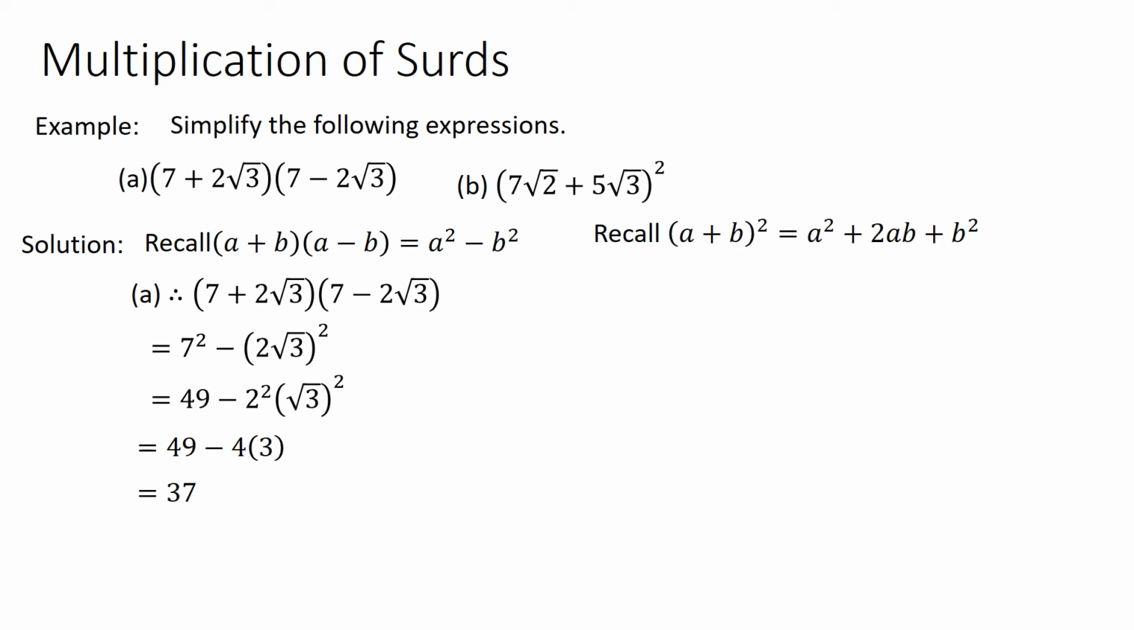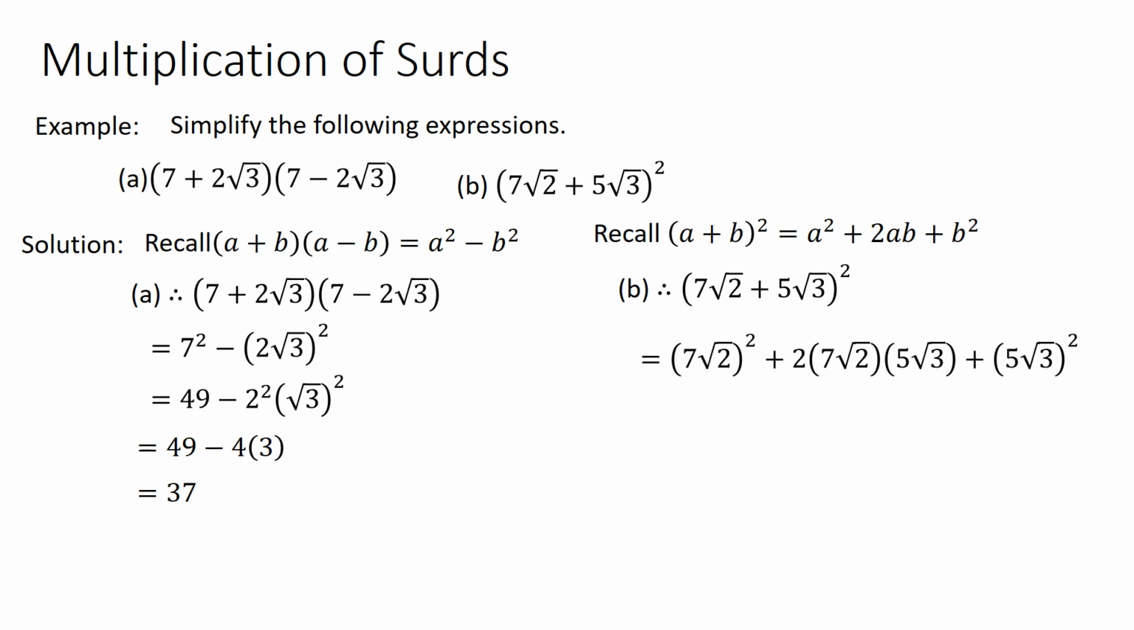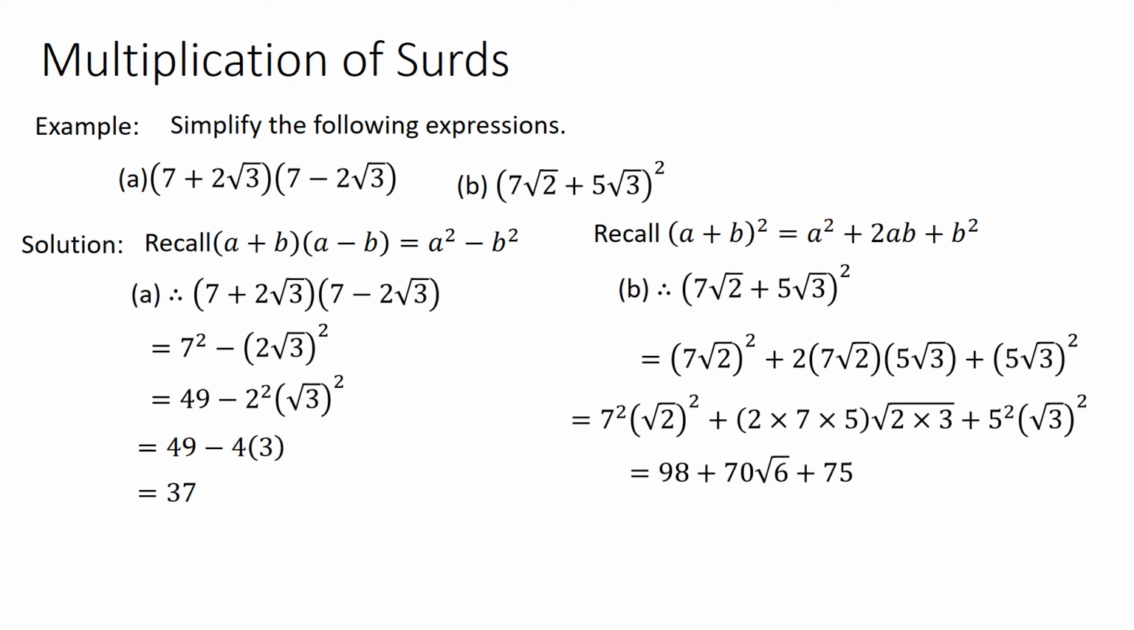For B, recall that a plus b squared equals a squared plus 2ab plus b squared. Therefore, 7 surd 2 plus 5 surd 3 squared will be equal to 7 surd 2 squared plus 2 times 7 surd 2 times 5 surd 3 plus 5 surd 3 squared. Then we can simplify the equation. It becomes 98 plus 70 surd 6 plus 75, and the final answer is 173 plus 70 surd 6.